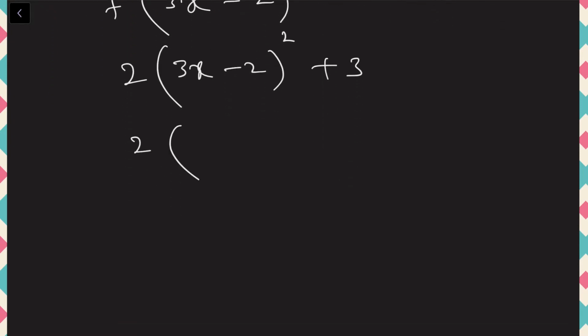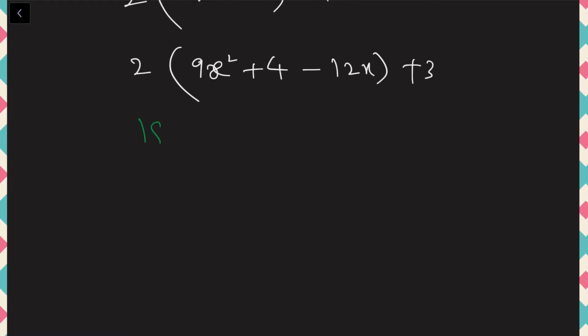2 into 3x minus 2 whole square. It is in the form of a minus b whole square. So if we expand a minus b whole square, we will get it as a square plus b square minus 2 into a into b, 12x plus 3 as usual. So if we expand now, 2 into 9x square, 18x square, plus 2 4s are 8, minus 2 12s are 24x, plus 3. If we do simplification, 18x square, minus 24x, plus 8, plus 3, 11. So the value of f of g of x is nothing but 18x square minus 24x plus 11.